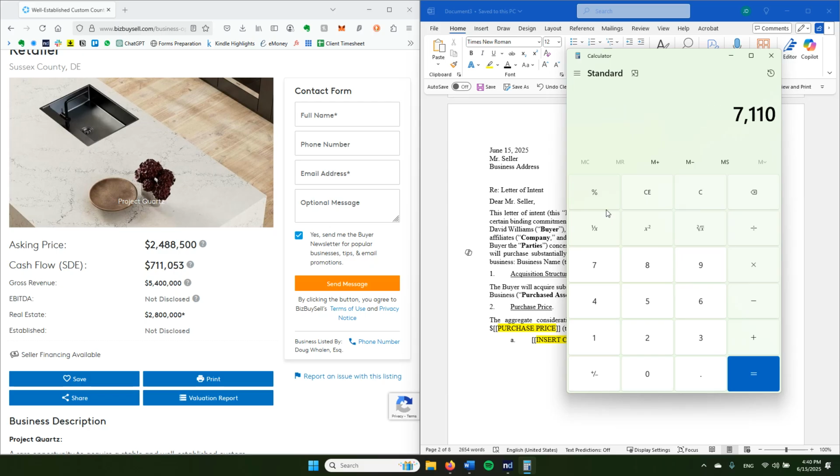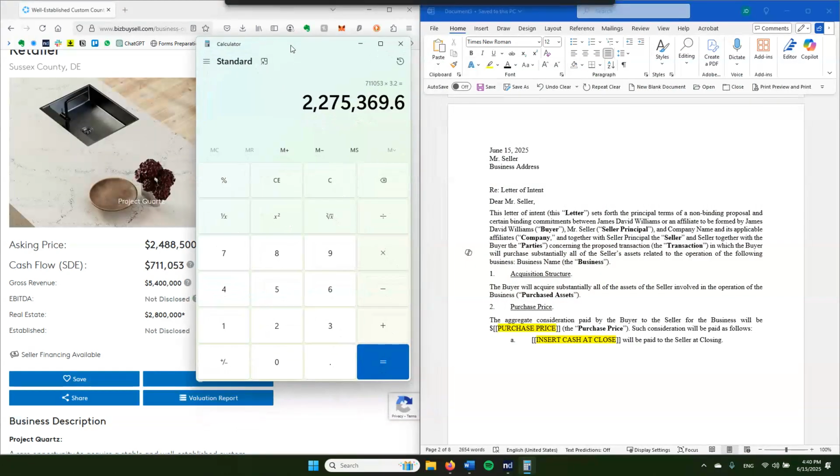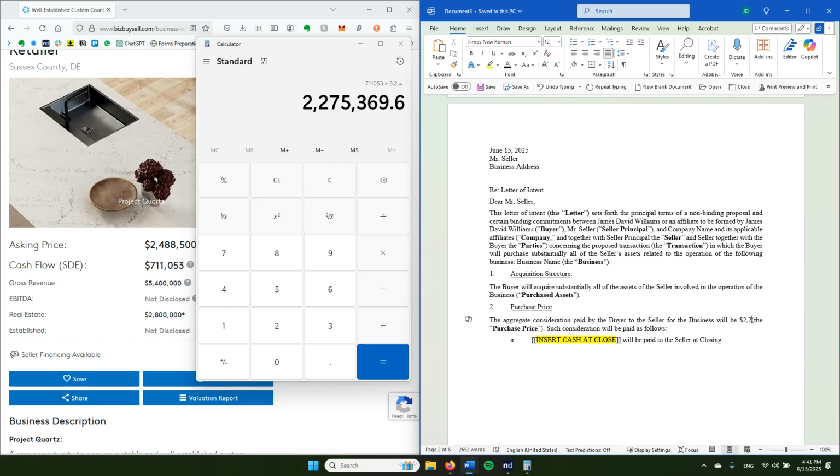Again, I don't know this business. I'm just saying that for the purpose of the exercise, but I'm going to offer, what does 3.2 look like? 2275. So we're going to go with that, and I'm not going to get into this. I'm just going to make it an even number. So I'm going to say 2.275 million.